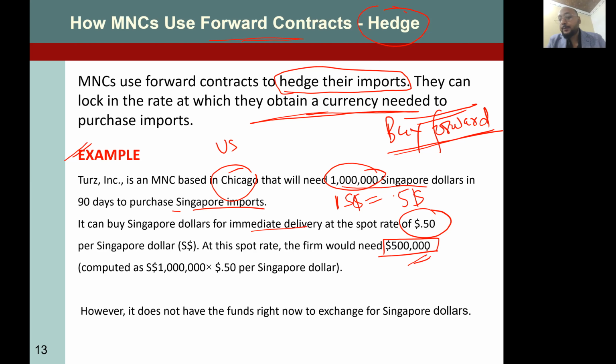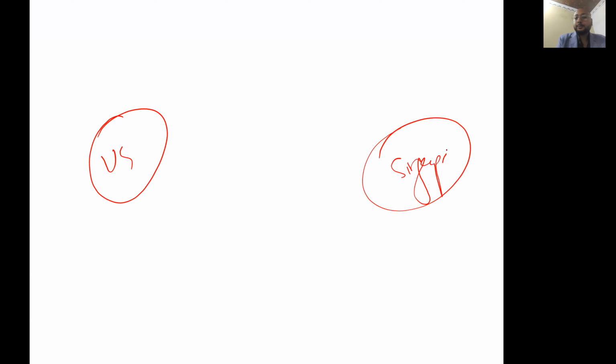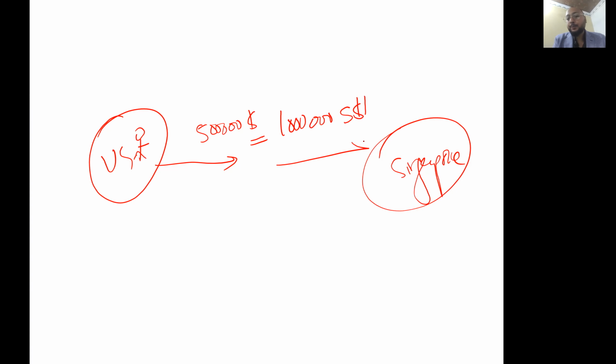It means the US importer will convert their 0.5 million or 500,000 into 1 million, give it to the Singaporean factory for the import, and they will send the goods.